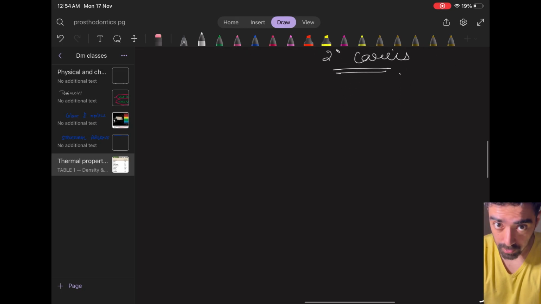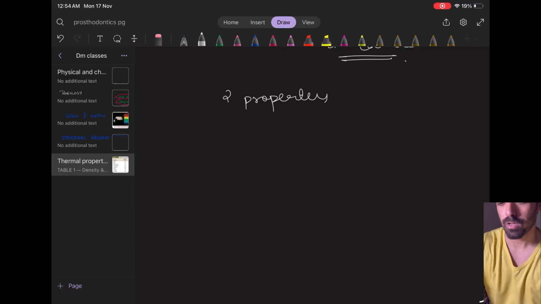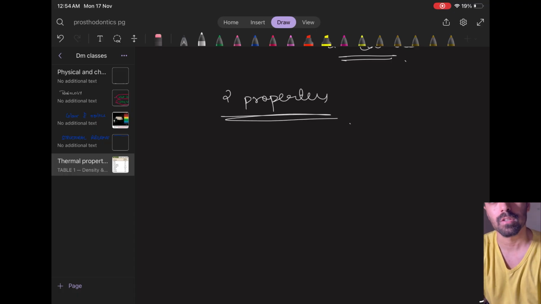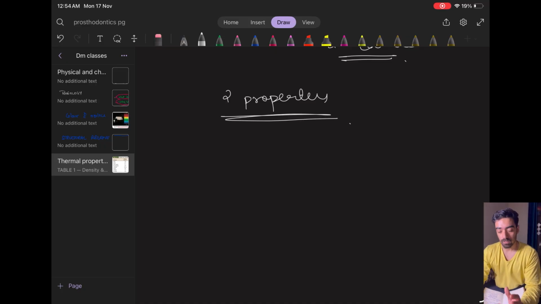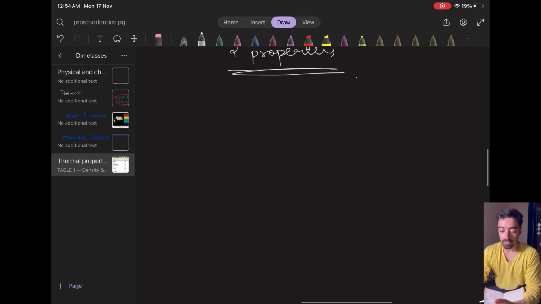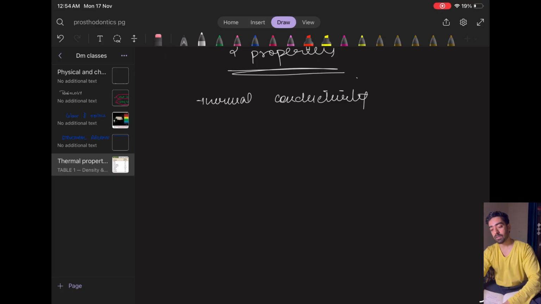Now there are two properties that are very important whenever we are talking about heat transfer. Let me just check whether the recording is happening fine or not. Oh my god, I'm really sorry for that. I think it was way too zoomed. Anyways, now it's better. So the two properties are thermal conductivity and thermal diffusivity. Firstly, we'll discuss thermal conductivity.